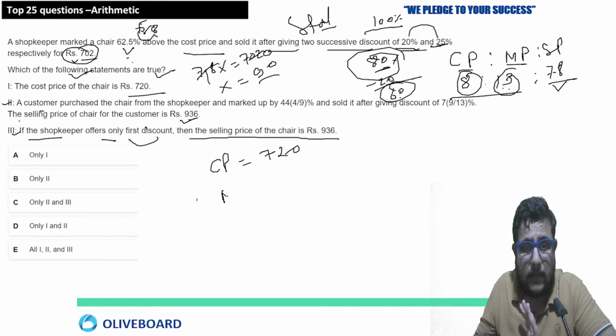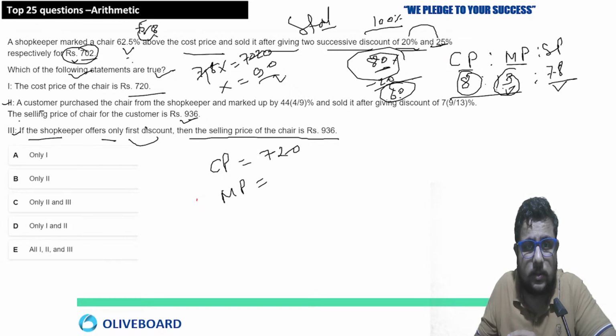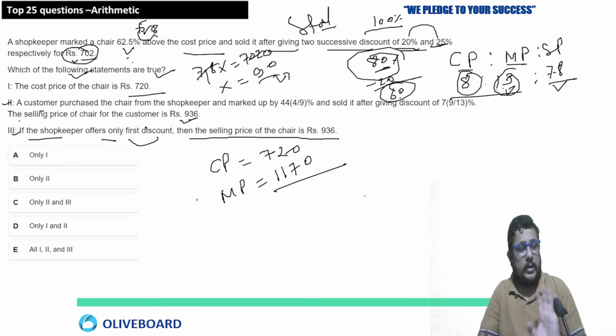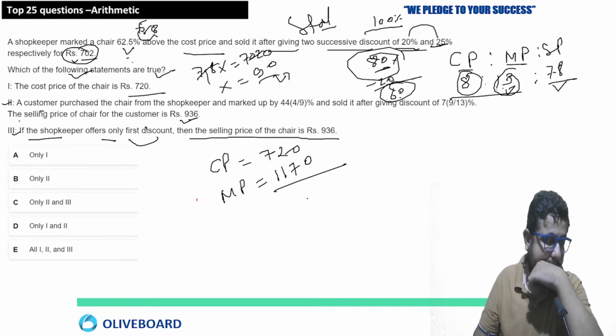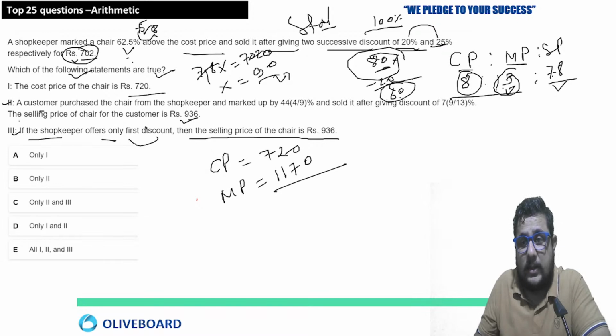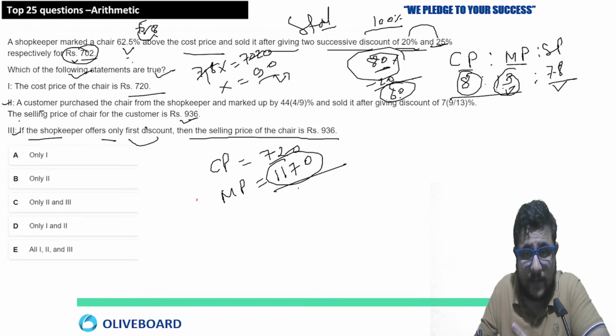720. Marked price, 90 into 13. So 1170. Clear? Clear to you? Okay, now is this clear? And selling price, as you all know. Okay, so hope it is clear. Clear? Okay, now 117. I'm just checking it once again. So 6 times when I will do, what will we get?